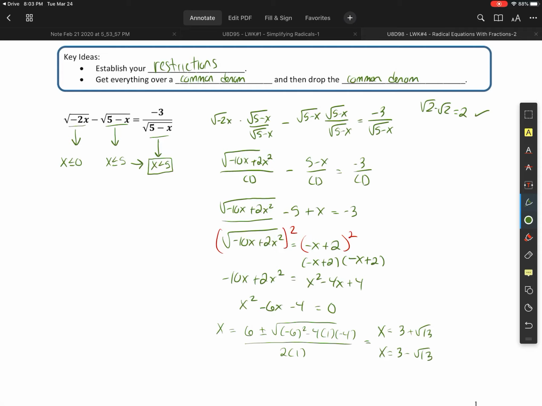Are they the correct answers? Well, what do they actually represent? In this situation, if we figure out what 3 plus rad 13 is, it's 6.6-ish. 3 minus rad 13 is about negative 0.6. Alright, so if we go back to our key piece here, the restriction, are both these answers actually okay? Absolutely not. Right? 3 plus rad 13 is just too large. X has to be less than 5. So for this problem, our answer is 3 minus rad 13.